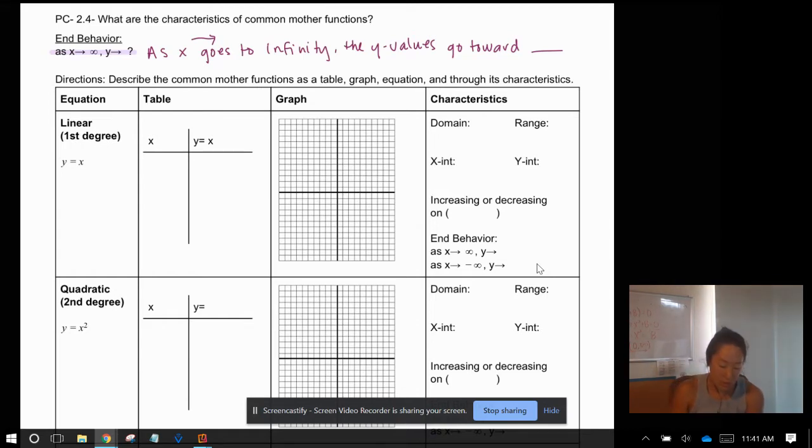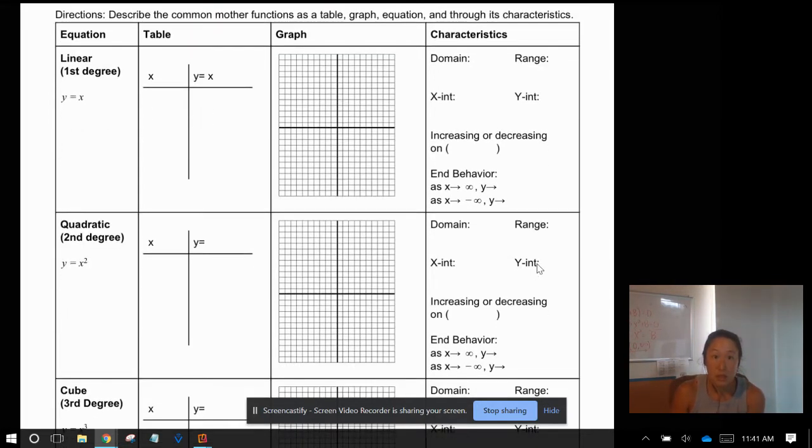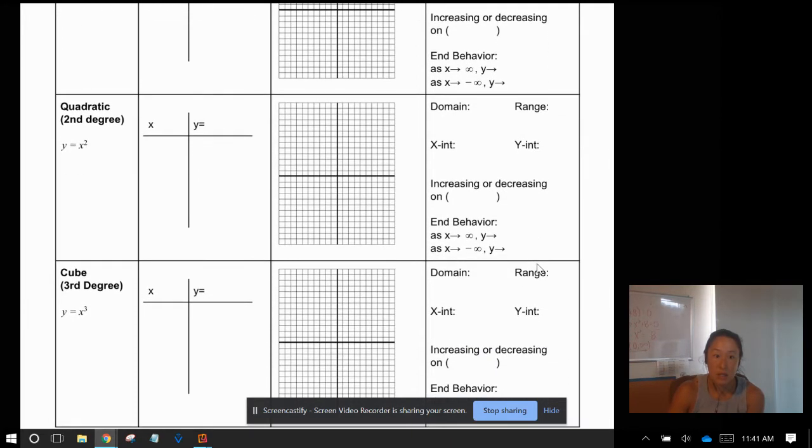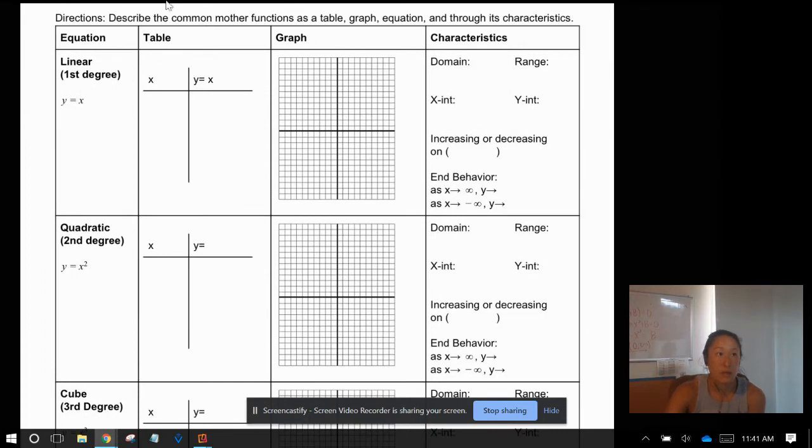Okay, so I want you guys to fill out the table, graph, and characteristics for a linear, quadratic, and cubic function. Linear, quadratic, and cubic. Okay. All right. We're going to take a break.